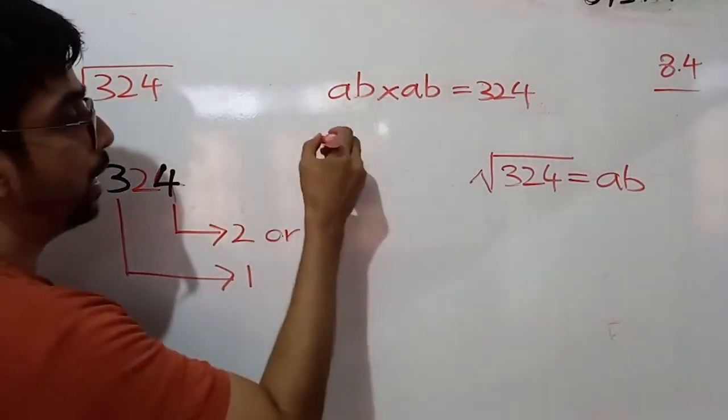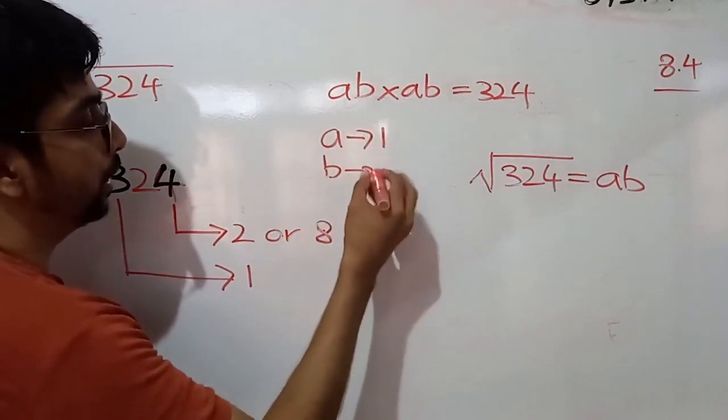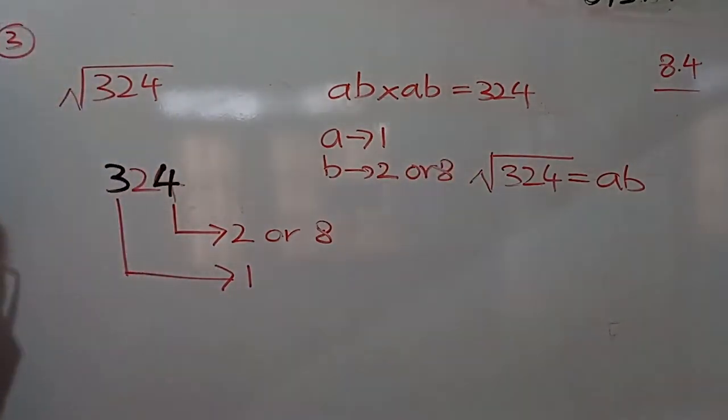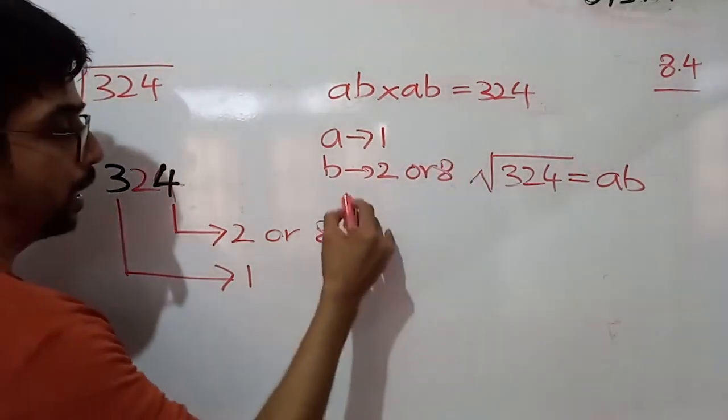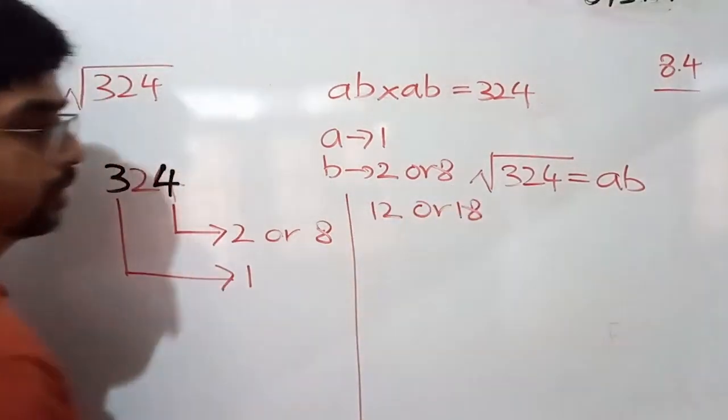1. A is 1, and B can be 2 or 8. We cannot say exactly yet. So what are the numbers? It can be 12 or 18.